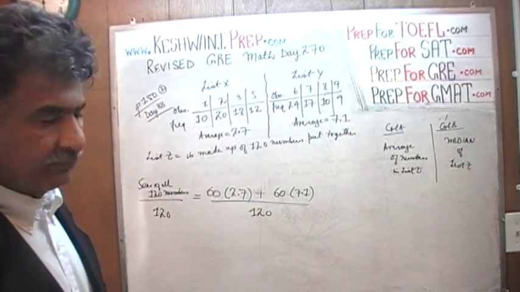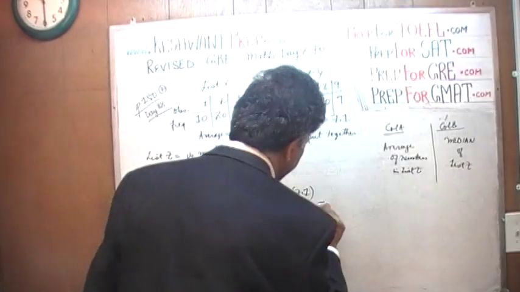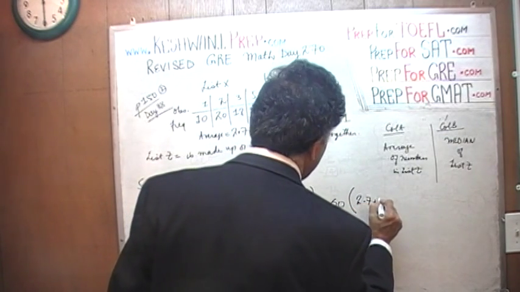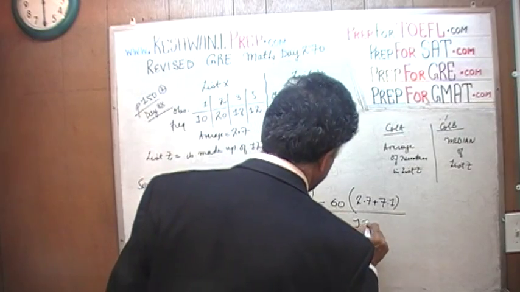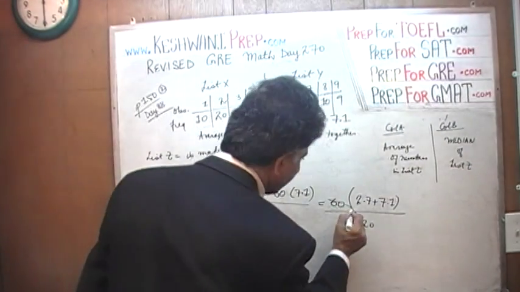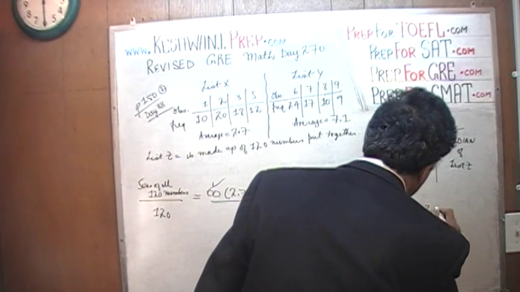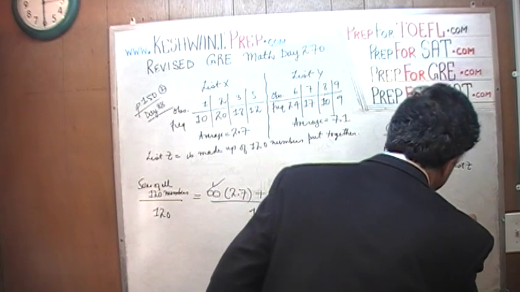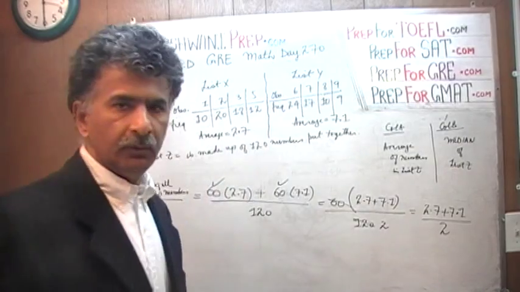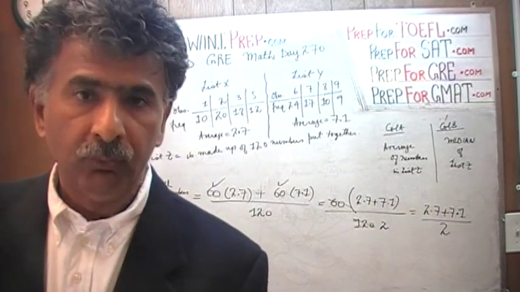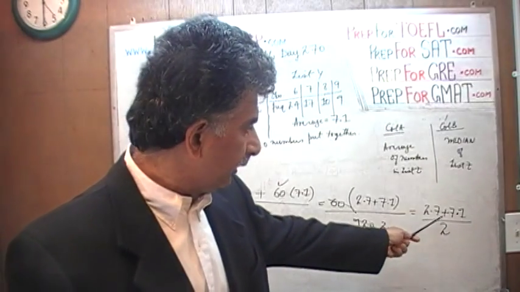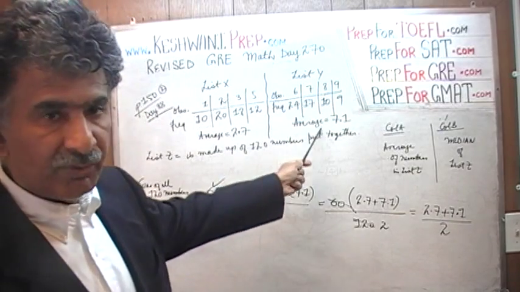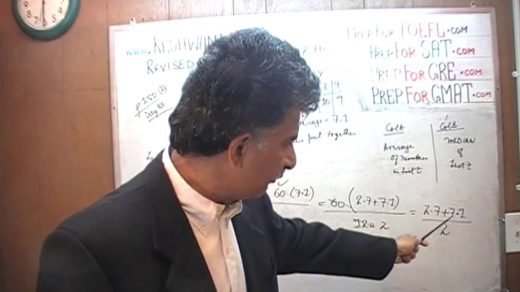Again, I'm not going to explain all the baby steps, I'm just going to keep going. If we take out the 60 as the common factor, we end up with 60 times 2.7 plus 7.1 over 120. And if we divide top and bottom by 60, we end up with 2.7 plus 7.1 over 2. What do we learn out of this exercise? We just added up these two averages, and we divided the sum of these two averages by 2.